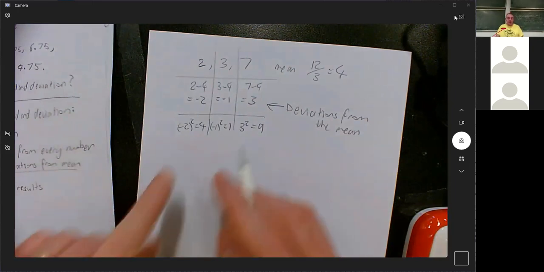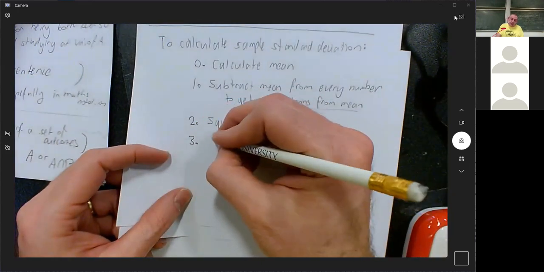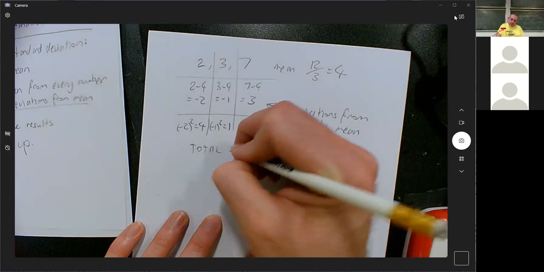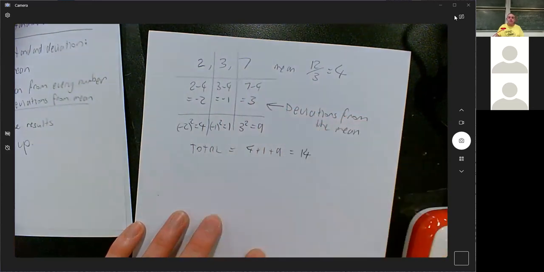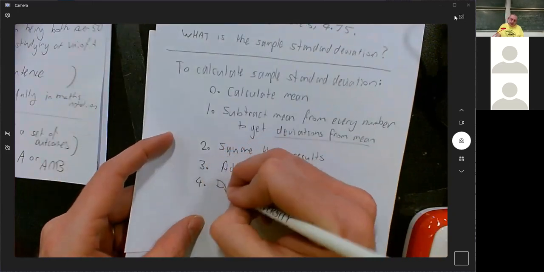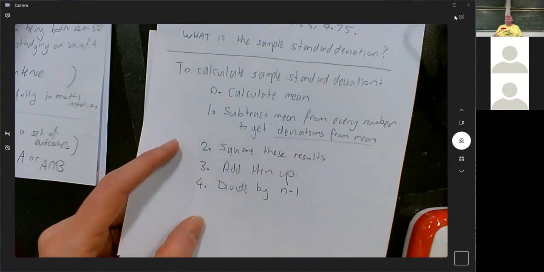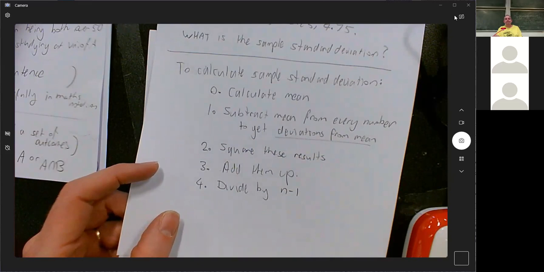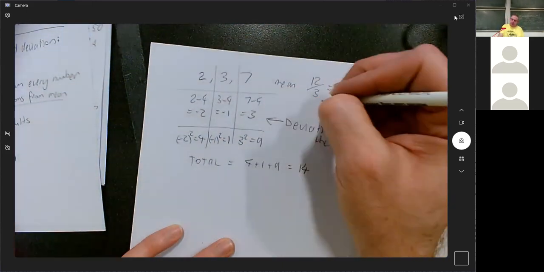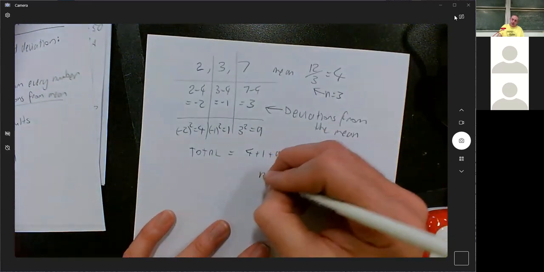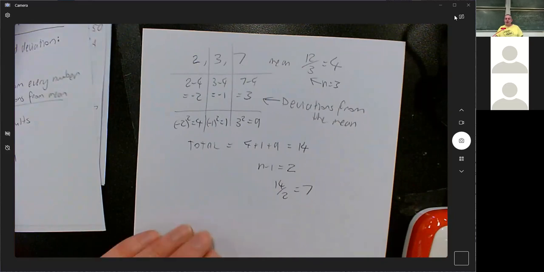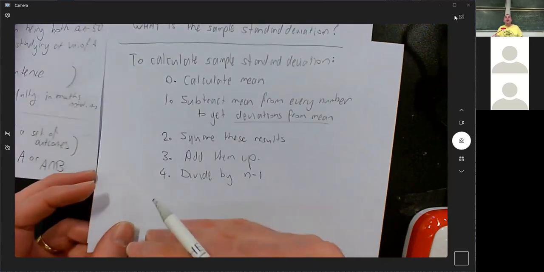So now we've got these 3 numbers. You square these results, and then you add them up. The total is 4 plus 1 plus 9, which is 14. Then you divide by 1 less than the number of individual numbers that you had. The n was 3 here, so n minus 1 is 2. So I divide by 2 and get the answer 7. This calculation, once you get to this point, is called the variance.